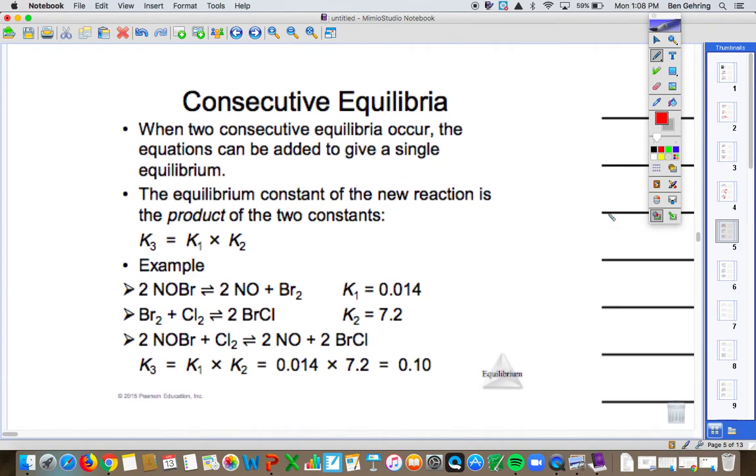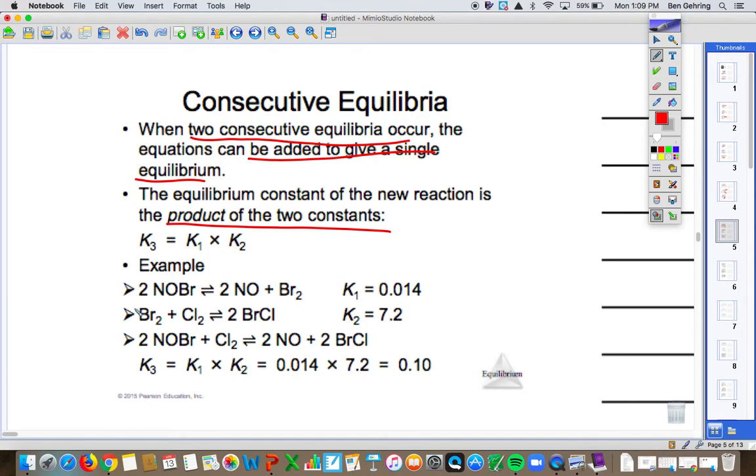If I have multiple reactions, we do a combination here of your Hess's law. We add two reactions together to get our final one. Okay, so when two consecutive equilibria occur, the equations can be added to give a single equilibrium. And then when we do this, our K values are going to be products of the two constants. So for example, I have 2NOBr goes into 2NO plus Br2. I can also have Br2 plus Cl2 produces 2BrCl. And so we add these two together.